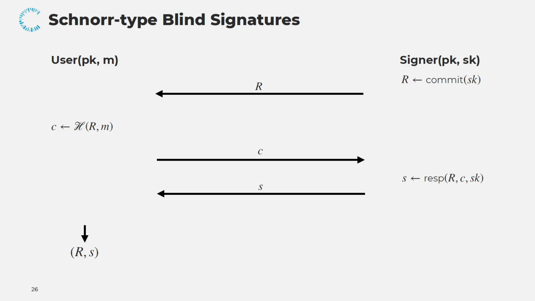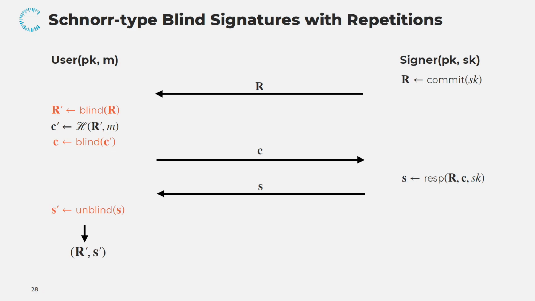The signer first sends a commitment to their secret to the user. The user computes a challenge according to the Fiat-Shamir transformation, sends this to the signer, receives back a response, and outputs the signature RS on M. If you look at the construction, this will lead to a valid signature according to the Fiat-Shamir transformation. But actually, there is a problem in this scheme: it is not blind, because a signer can record the transcript with the user and then link the signature with the user's identity. So what we do is add the functions blind and unblind on the user side to achieve blindness. And again, if the challenge space is small, perform parallel repetitions.